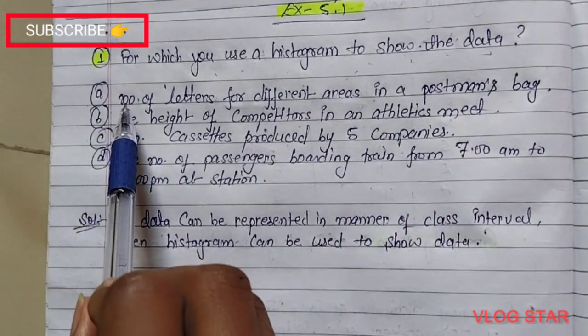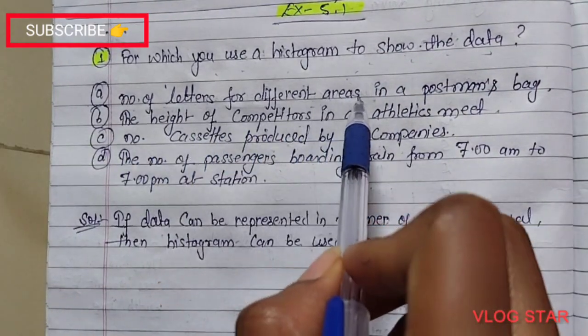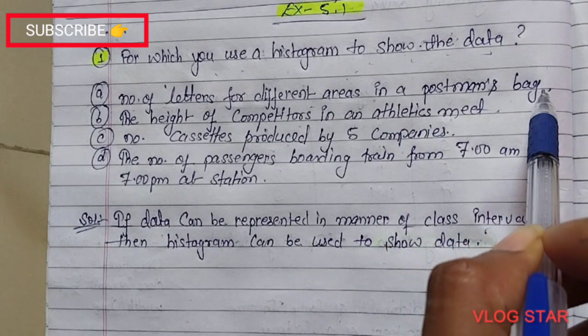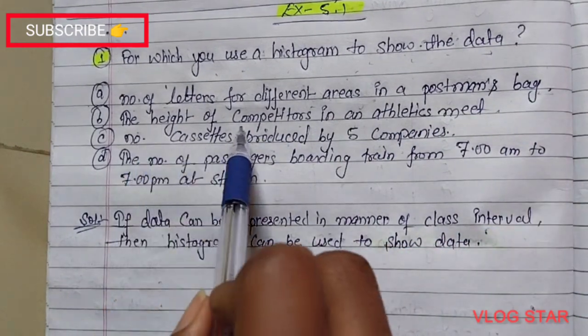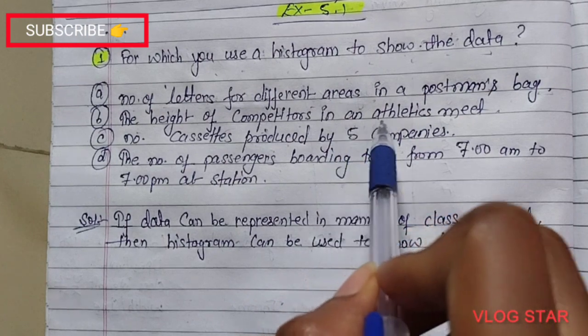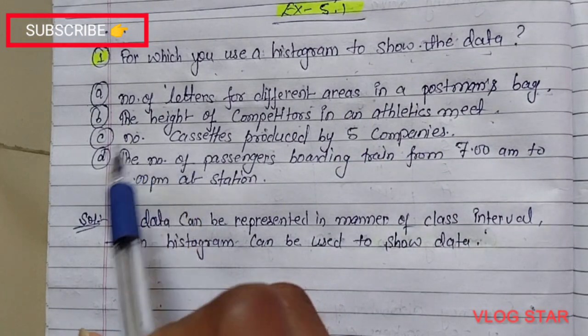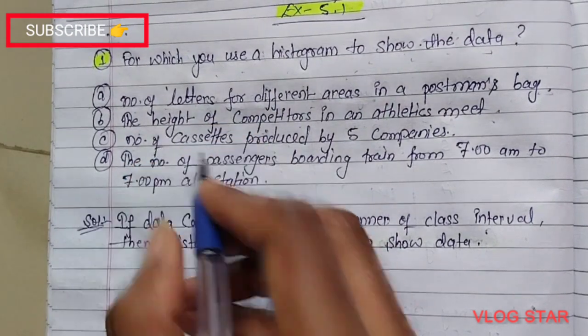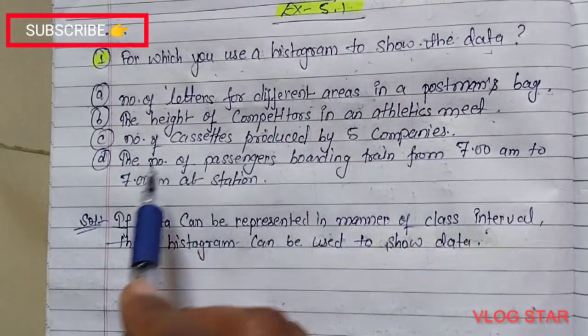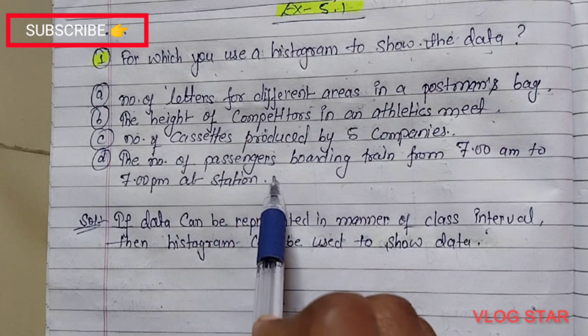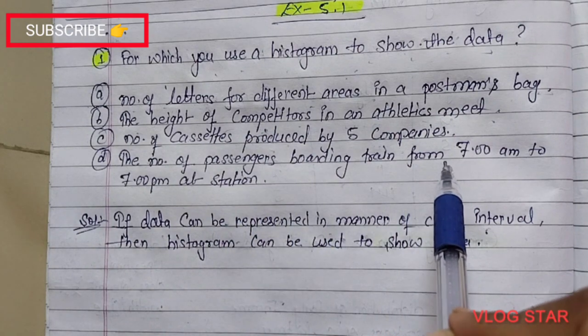First one is the number of letters for the different areas in a postman's bag, the height of the competitors in an athletics meet, the number of cassettes produced by 5 companies, the number of passengers boarding a train from 7 a.m. to 7 p.m.